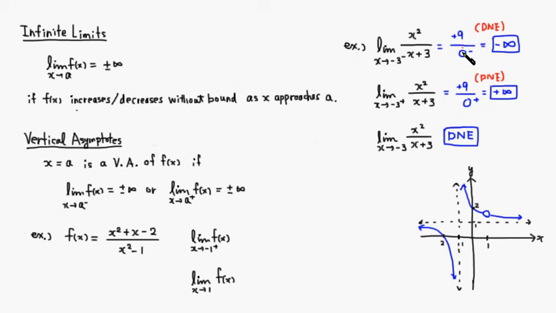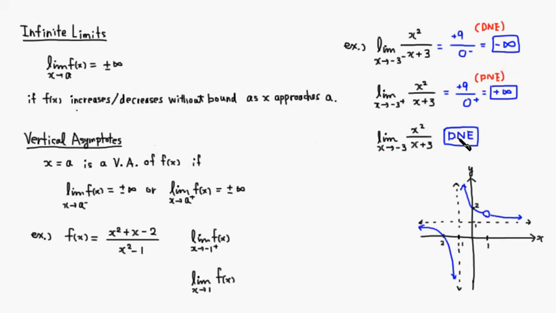But try not to use does not exist for these first two, because we can say a little bit more than just does not exist. This one goes to negative infinity, and this one goes to positive infinity. But for this two-sided limit, this is the best we can do, since the one-sided limits do not agree with each other.